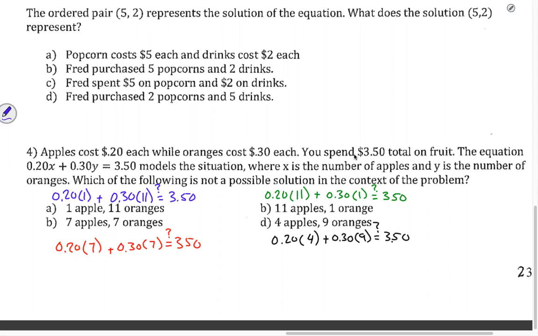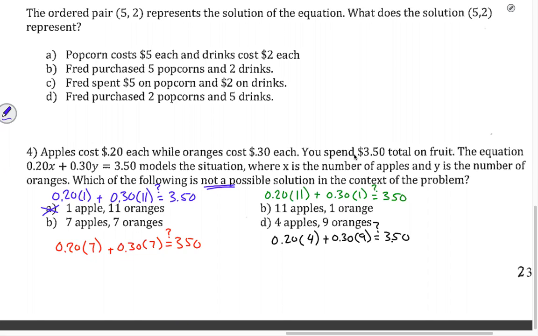So did you get 3.50? Did you do 20 cents times 1? Yeah. So that's 20 cents, right? Did you do 30 cents times 11? I didn't have to. Do they add up? All right, so we're asking which one is not, so that's not my answer.